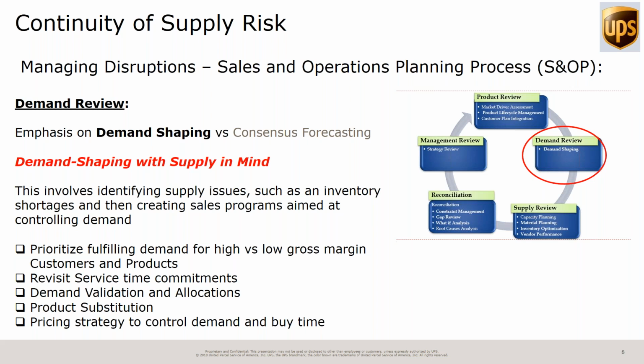Things like prioritizing fulfilling demand for high versus low gross margin customers or products, revisiting service time commitments, whether your original commitment is to ship it ASAP, or by the end of the day, or 48-hour turnaround, maybe revisiting those with your collaborative customers, buying some time, and then validating their demand and forecast, the customer's forecast, and then allocating the demand to high gross margin customers, and then maybe also to the high gross margin products as well. And then look for opportunities for product substitution.